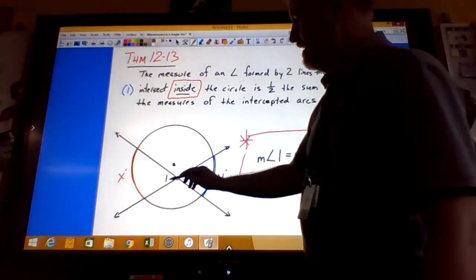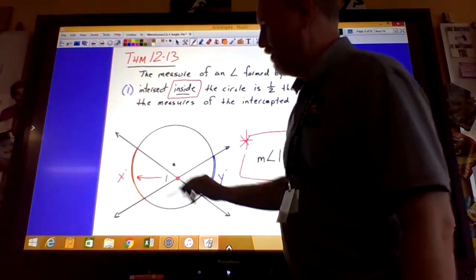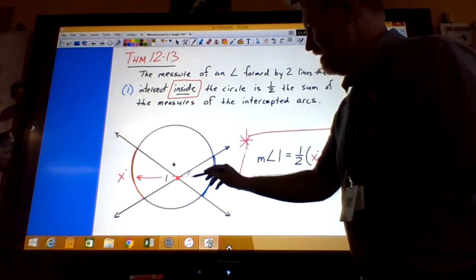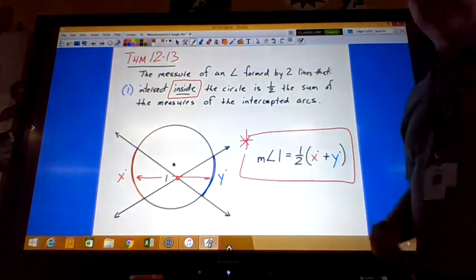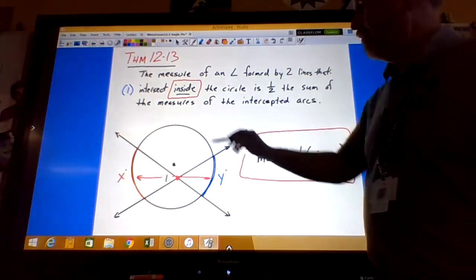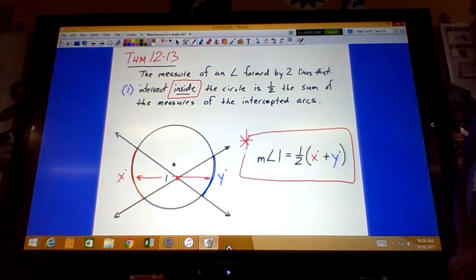I usually, if this is my angle I'm talking about right here, I usually refer to this arc as the front door arc, the one that's in front of it. And then this one over here is the back door arc, but that's not super important, just the one in front and the one in back. We don't care about this one up here or this one down here. And there's the magic formula.